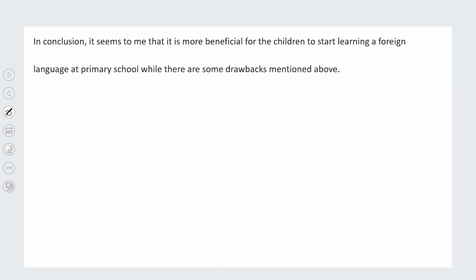So when we get to their conclusion: "In conclusion, it seems to me that it is more beneficial for children to start learning a foreign language in primary school. Well, there are some drawbacks mentioned above." Okay, so my issue with this conclusion, first off, it's short. Your conclusion needs to be longer than one sentence. It should be at least two sentences.